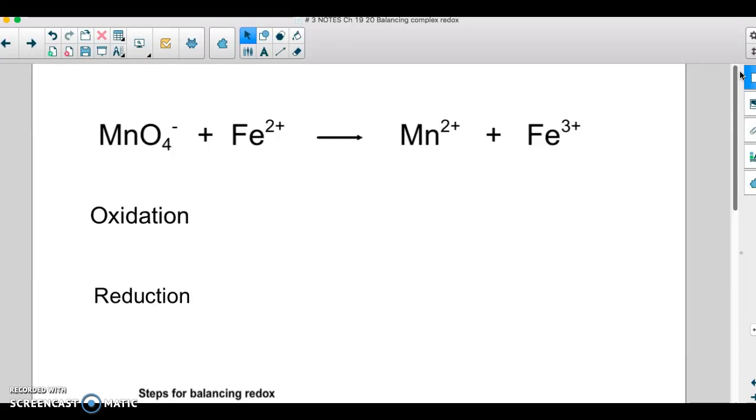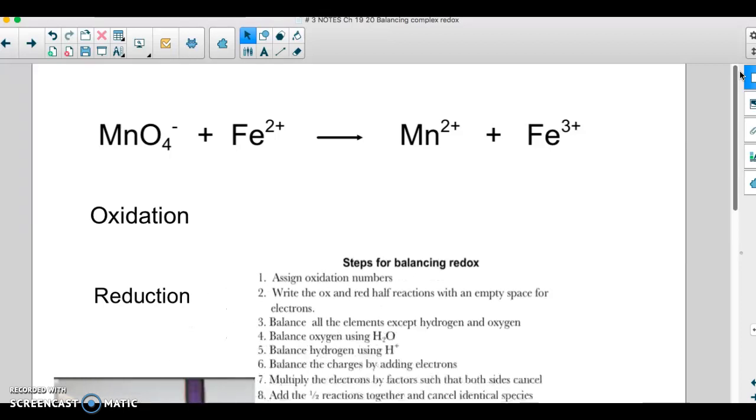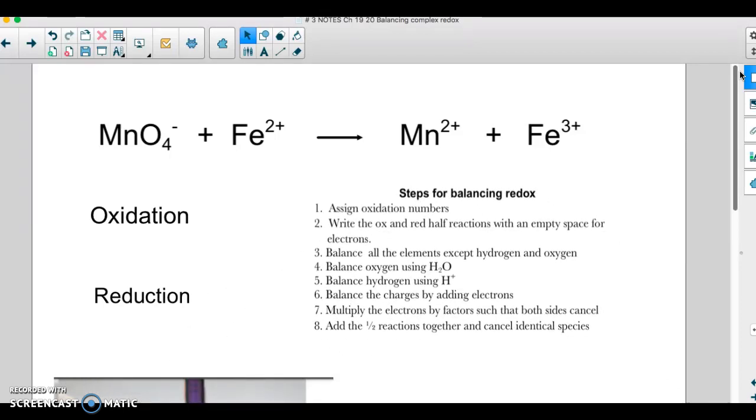So the first thing that I'd want to do, if I follow my steps, which are here, is I want to assign oxidation numbers. I know oxygen is -2. The manganese here would be +7 because the sum of the oxidation numbers has to equal -1. Here the oxidation number and the ionic charge are the same. Same thing here. Same thing here.